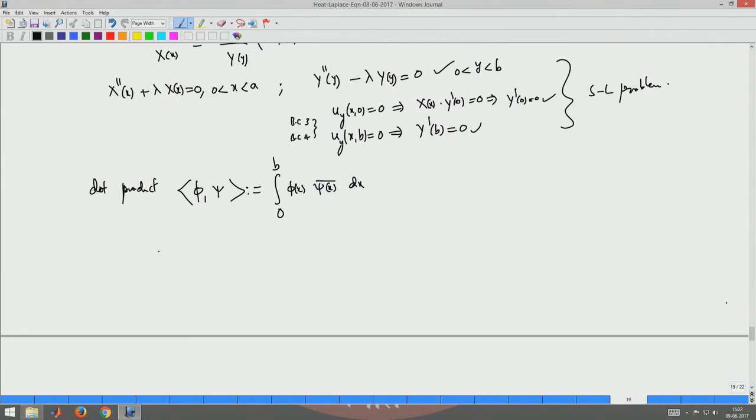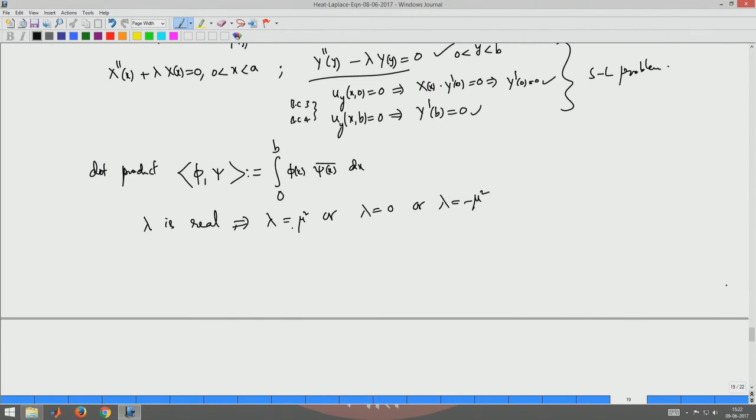So, this is the definition for the dot product. Okay. So, once you have this, it is already in self-adjoint form, so you can see that lambda is real. So, lambda is mu square, or lambda equal to 0, or lambda is minus mu square. Lambda equal to mu square cannot be an eigenvalue, and we will see this one.